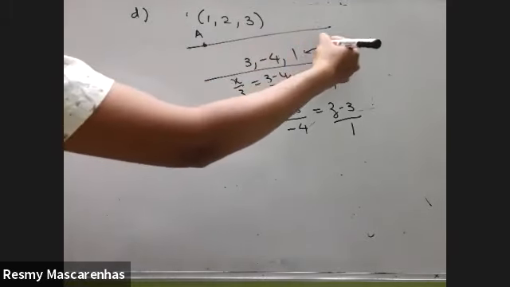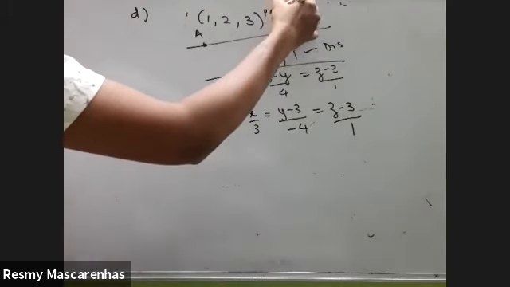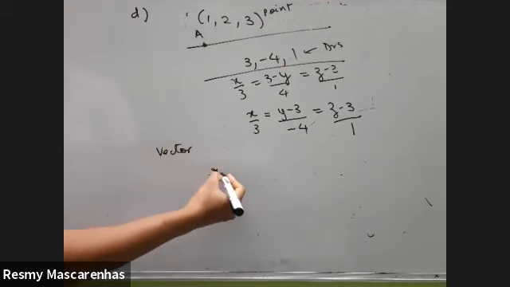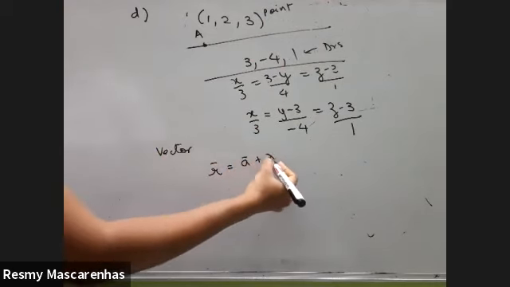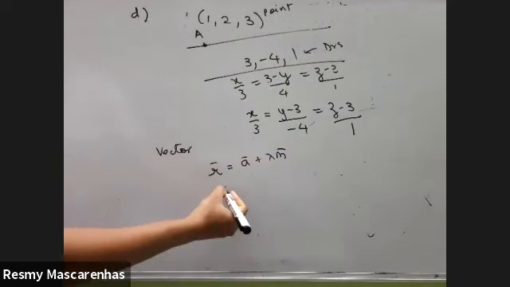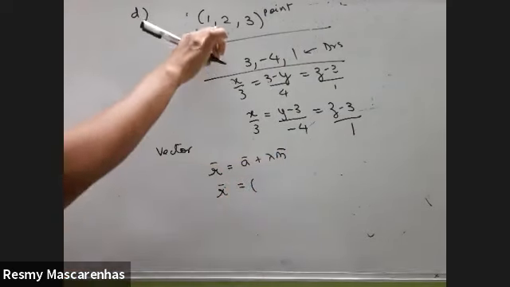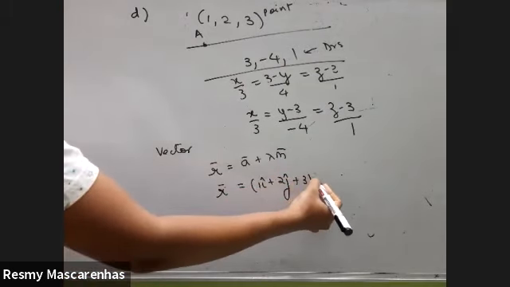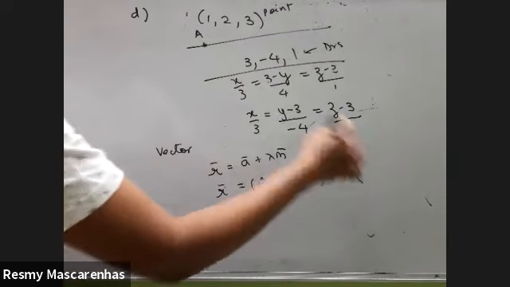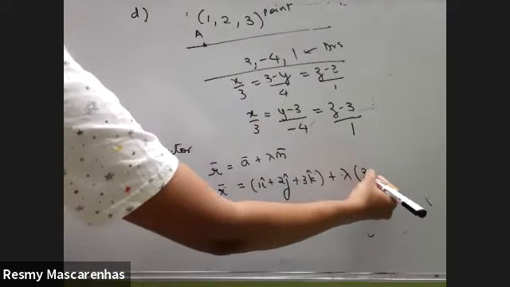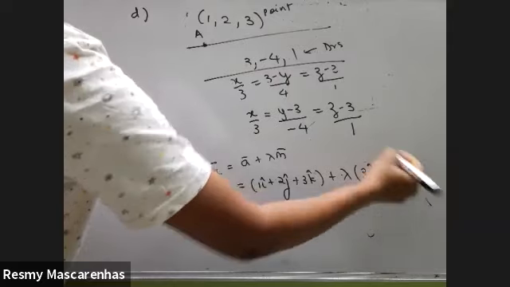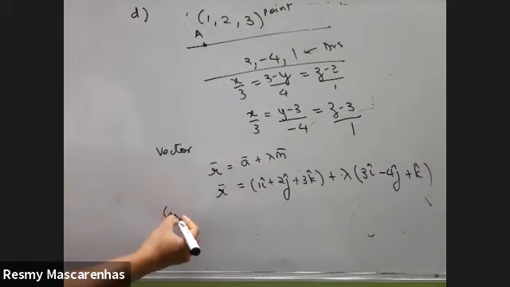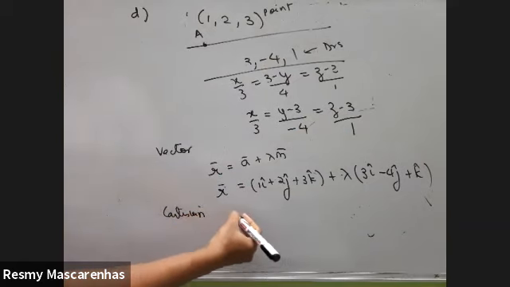So these are my direction ratios and this is my point. So now write the equation. So vector equation will be, so convert this in vector form, plus lambda times, convert this also in vector form. Minus means minus here. And Cartesian, you can write a formula first.